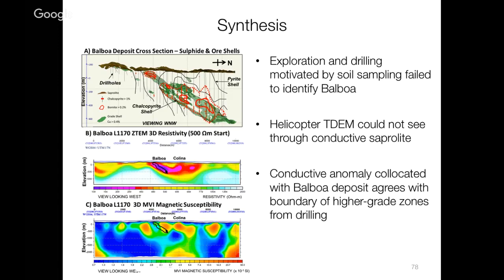So I think that was the takeaway: airborne time domain data could not really see through that saprolite, but they were able to find an anomaly that was co-located with a region of low susceptibility that actually defined that deposit.